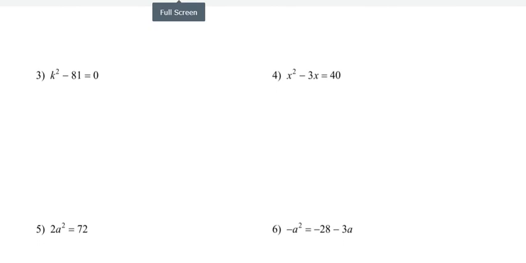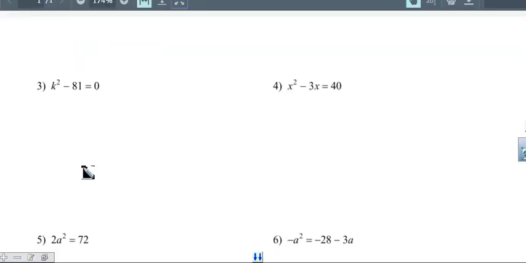In number 3, these two terms don't have anything in common. But hopefully you noticed this is the difference of 2 perfect squares. I'll go ahead and factor this into 2 parentheses, and I'm going to split my squares. K squared breaks down into k times k. 81 breaks down into 9 times 9. One of them gets a plus sign, and the other one gets a minus sign.